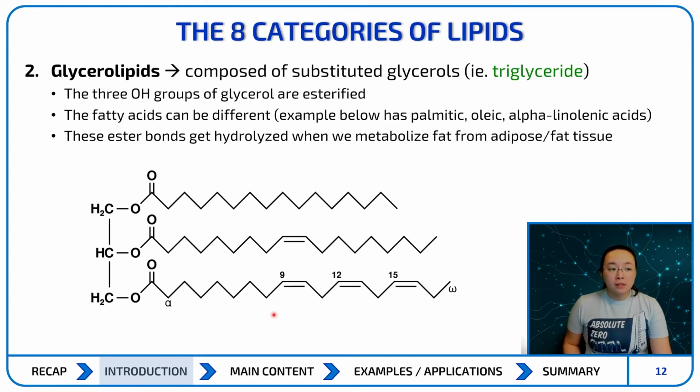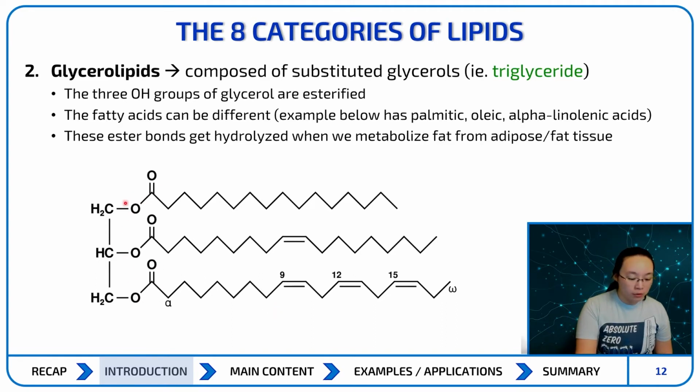The ester bonds in these triglycerides are the ones that get hydrolyzed when we metabolize fat cells from our fat tissue. Back then, we talked about the main functions of different macromolecules. Lipid wasn't just a protective barrier, it also provided long-term energy storage. So if we do need to use lipids, basically for fat burning purposes, we get to hydrolyze the ester bonds and get the energy from that.